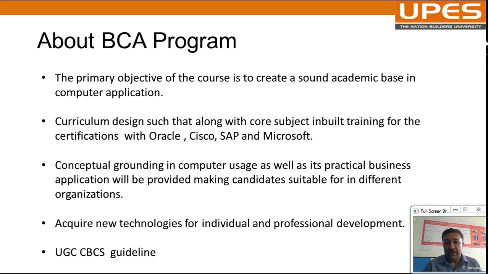Conceptual grounding in computer usage as well as practical business gives students exposure to how real life problems are solved with the help of computers. And finally, the students acquire new technology for their individual and professional development. And this entire program, the BCA 3 years program, is as per the UGC choice-based credit system guidelines.